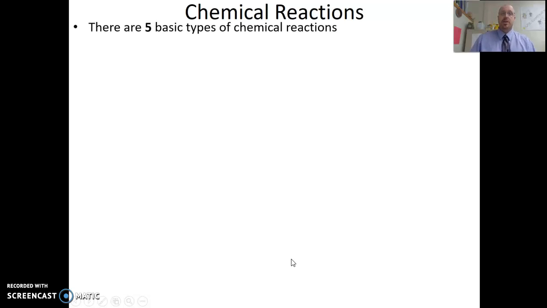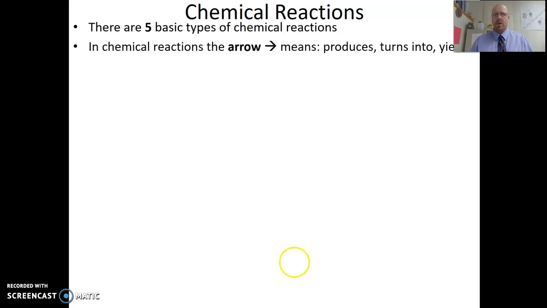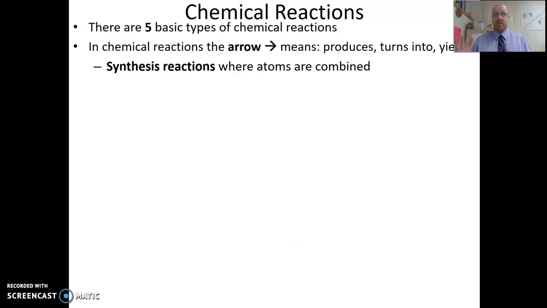So chemical reactions, there are 5 basic types of chemical reactions. And these are very important to know. In the chemical reactions, remember the arrow means produces, turns into, or yields. That arrow shows the difference between the reactants and the products.